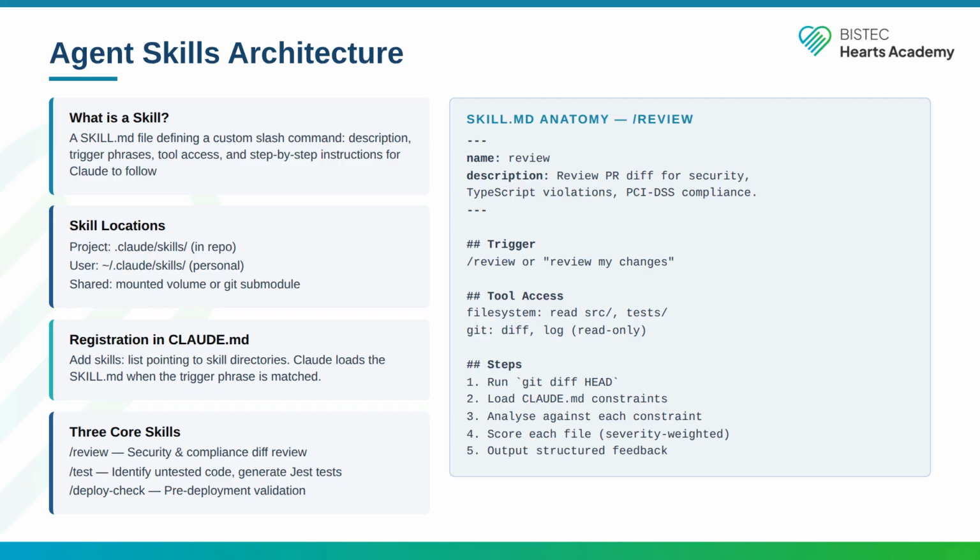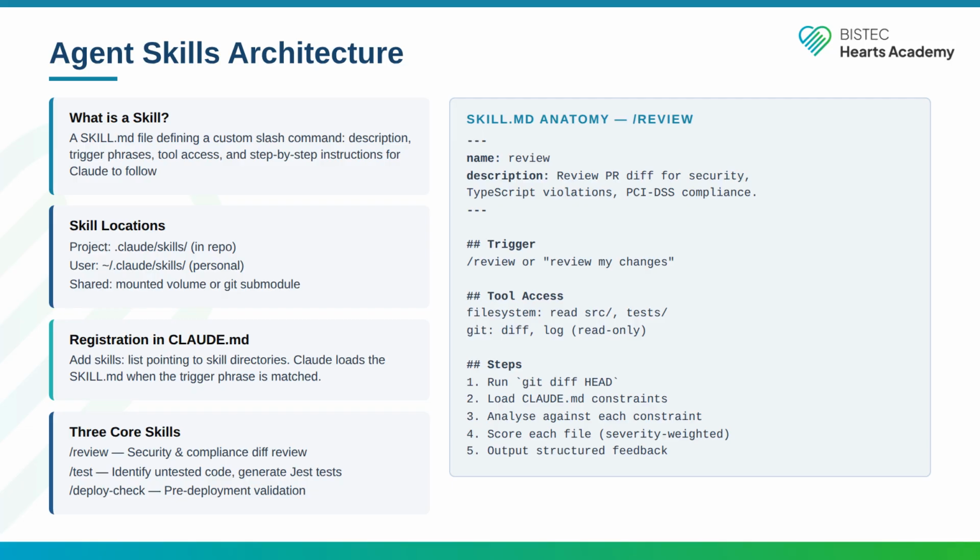Skills live in three possible locations. Project skills in .claude/skills are committed to the repository and shared automatically with the whole team. User skills in ~/.claude/skills are personal and never committed. Organization shared skills can live in a mounted volume or a Git submodule shared across multiple repositories.